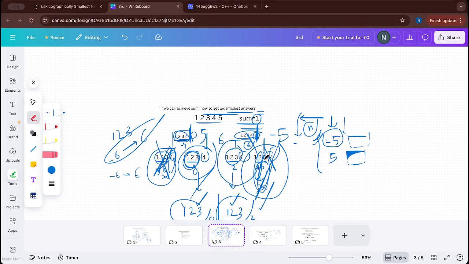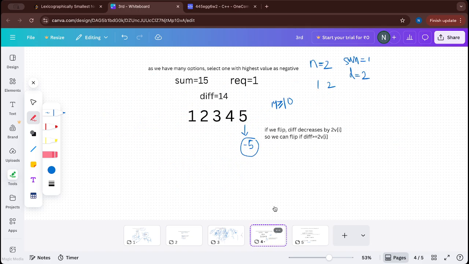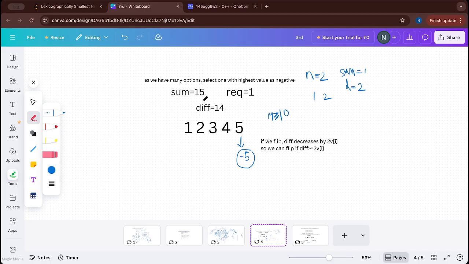So we got the answer for 5 and we got the answer for minus 5 also, because if we get the answer for minus 5 we also get it for 5, because the answer exists in both these branches, right? And now let's check how to find it. So firstly we have many options.